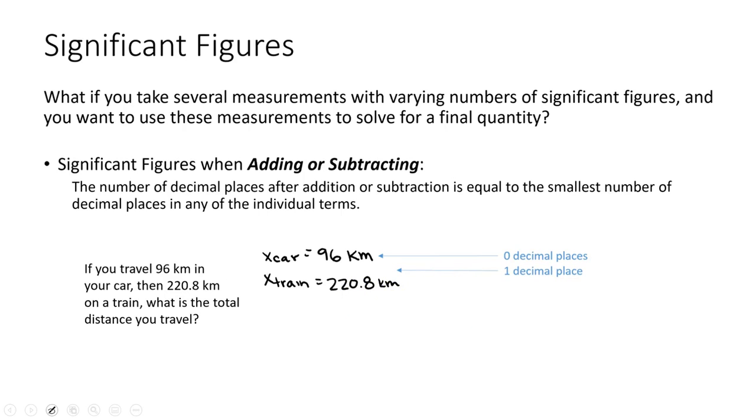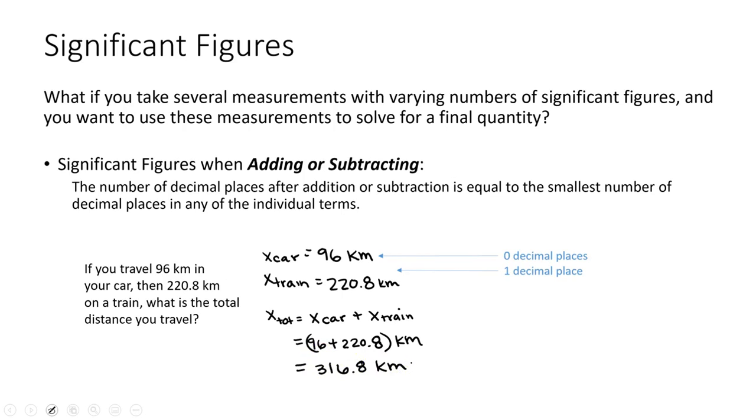Alrighty, and then I'm going to do this sum, the total distance you travel. X total is equal to x car plus x train. Okay, and so I would just go ahead and add 96 plus 220.8, and those both have units of kilometers. And when I do that addition, I get, let's see, I need to carry the 1, so I get 316.8 kilometers.